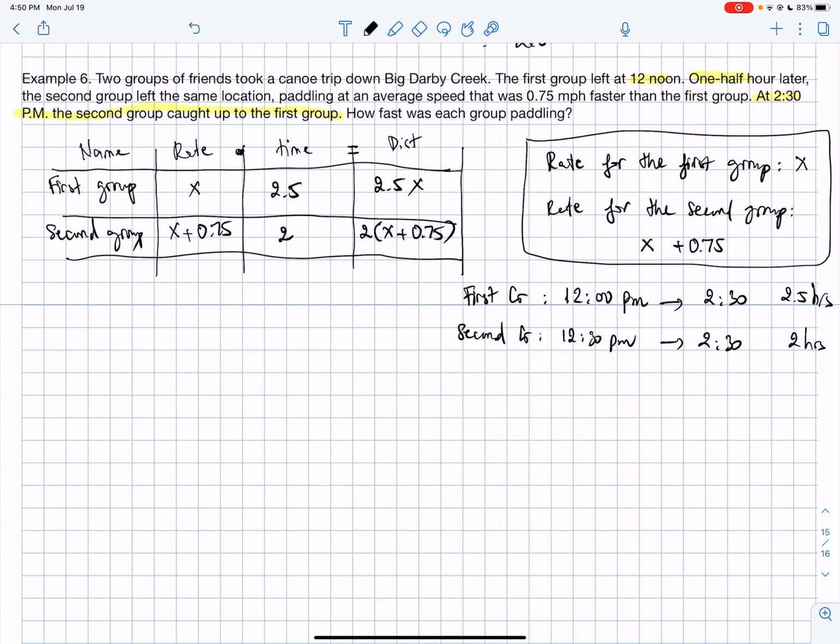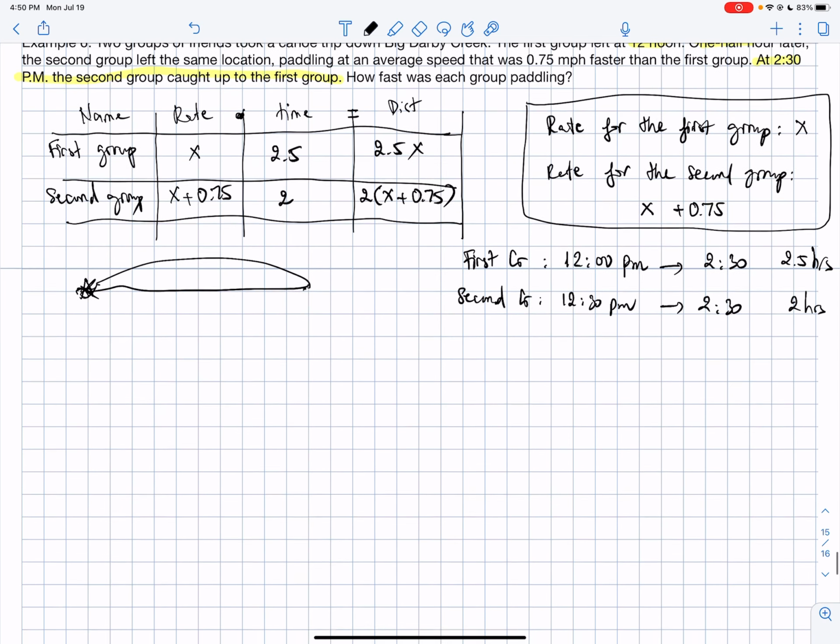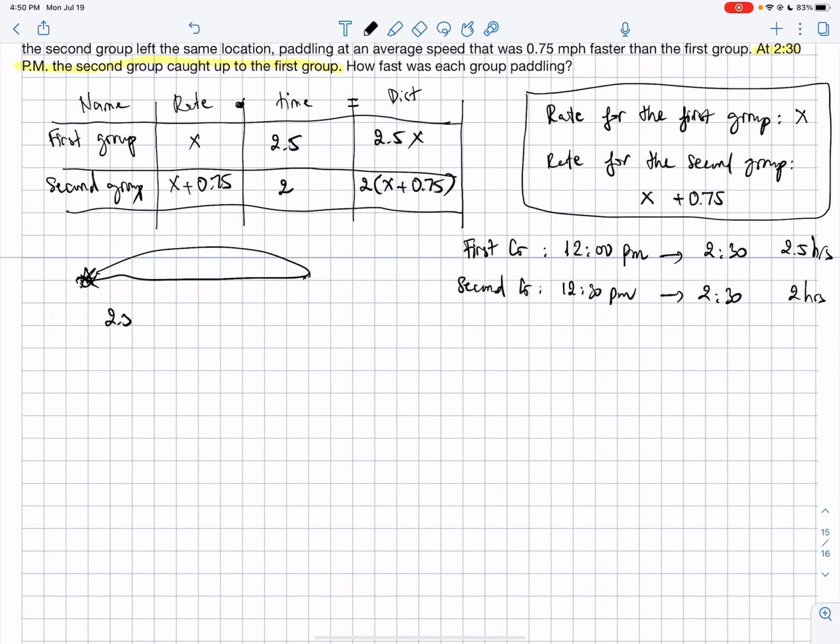So now let's imagine one more time. This is the starting point. They left at the same location, and then they meet each other. Of course, it has to be the same location where they meet. So the distance has to be equal for both of them. The distance for the first group equals the distance for the second group. Now we will open the parentheses, and then solve for x.